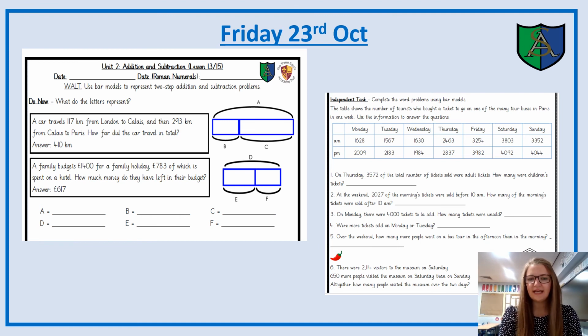And if you look at the table, it shows the number of tourists who bought a ticket to go on the many tour buses in Paris in a week. So we've got Mondays, Tuesdays, Wednesdays, all the way to Sundays. And we've got tickets that were bought in the morning, in the AM, and the afternoon, in the PM. So on Thursday, 3,572 of the total tickets were adult tickets. How many were children's tickets?